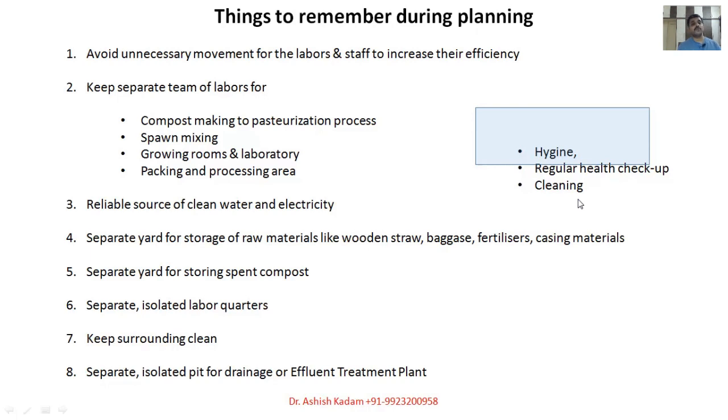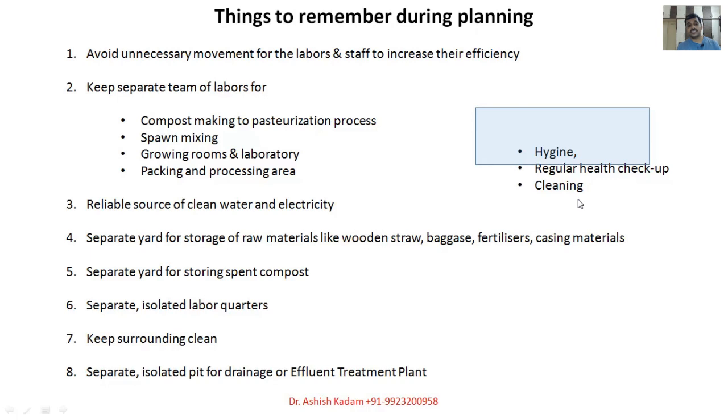Then the sixth point is separate isolated labor quarters. So labor should be staying away from the farm. Many times we have a consideration that if the laborers are staying in the same campus, naturally they will be available 24 hours for the plant, 24 hours for the operation of the farm. But that is not the right way of addressing or solving the issue. There has to be a certain separation between the labor quarters and the farm areas. So we can have a right design.